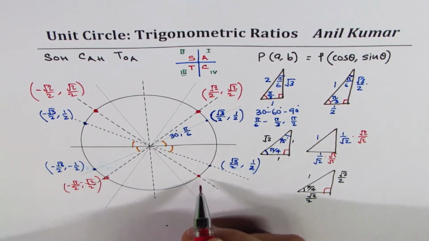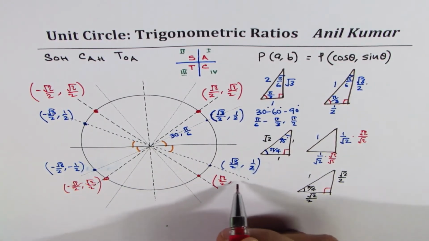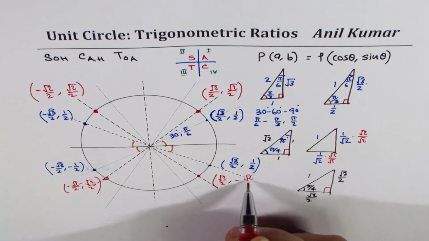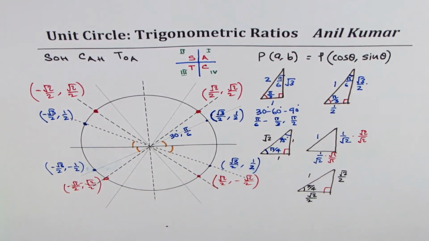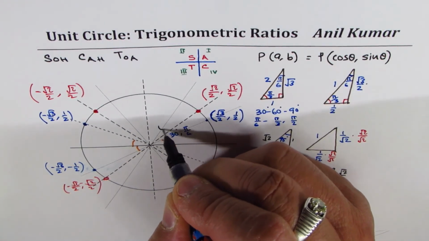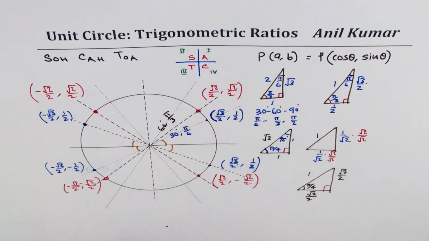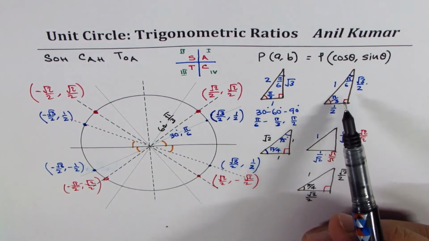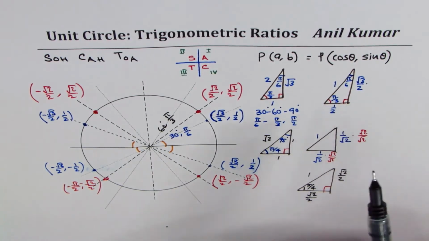Here the x value is positive, so we have square root 2 over 2, but negative square root 2 over 2 for sine. Do you see that? So we could read this very easily, correct? Now the third point which we're talking about here corresponds to 60 degrees, or you can say pi by 3, correct? So we can again go back to our 30-60 triangle and read the values.